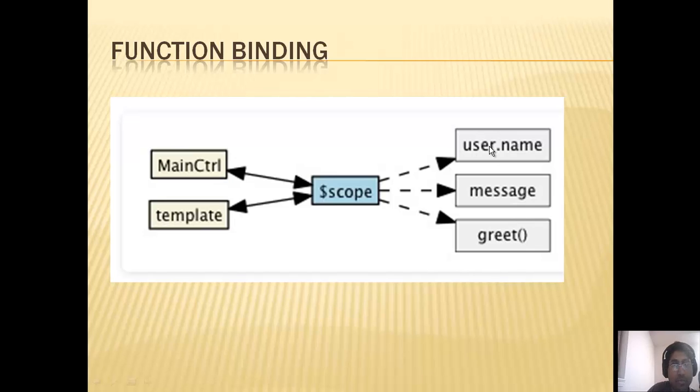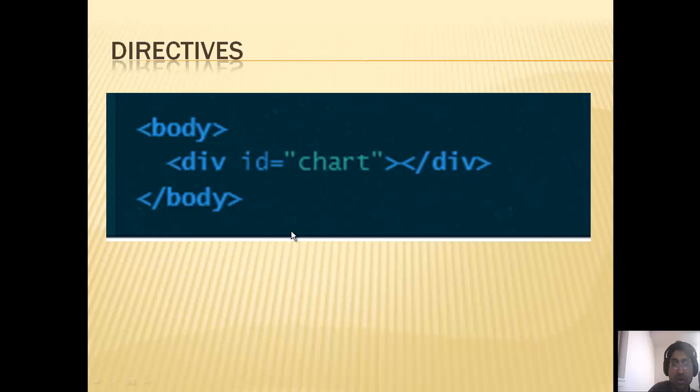So you can see there are multiple models. User.name has front-end binding with a text box as well. Message is a model, and greet is a function.